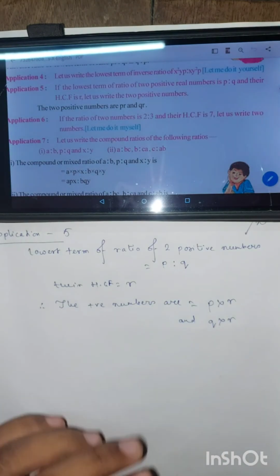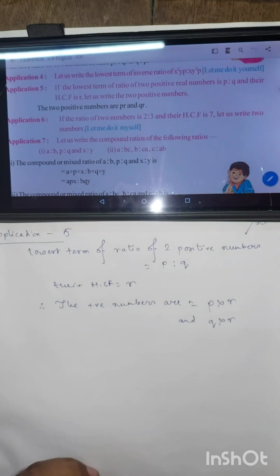When we open a ratio, we multiply the components of it by a positive number, and that positive number is HCF.